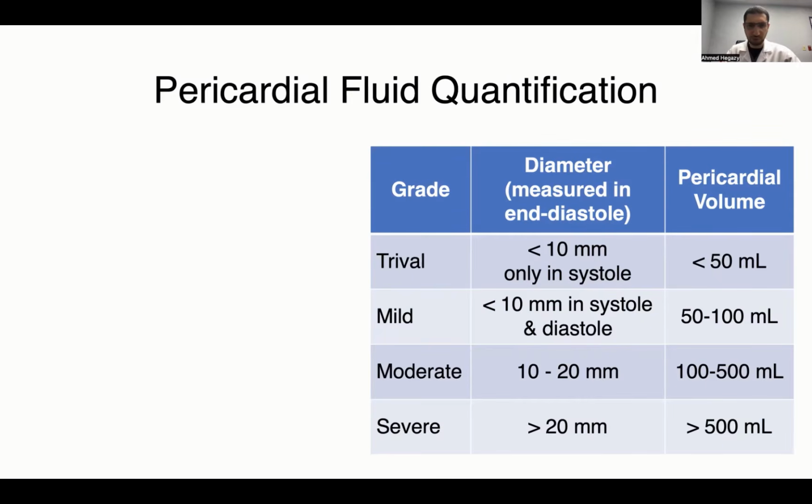If you see a pericardial effusion that is less than 1 centimeter in diameter, but it is visible in both systole and diastole, this means that the pericardial fluid is roughly in the range of 50 to 100 mils.